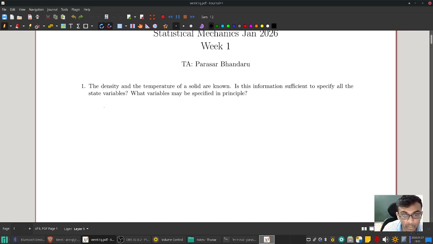So the first question, let's look at it. It says that the density and temperature of a solid of some substance are known. Is this information of density and temperature sufficient to specify all the state variables of this thermodynamic system? If not, what all can be specified, and what cannot be specified?